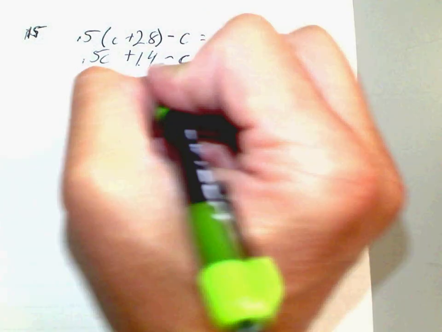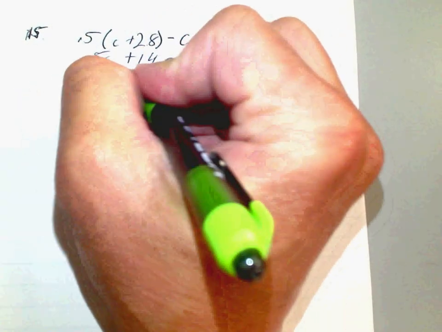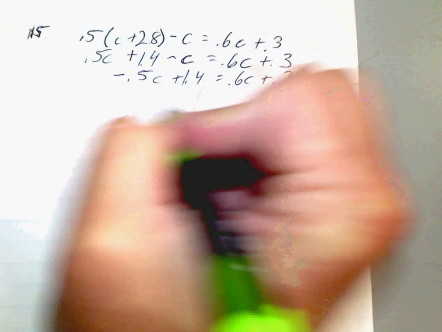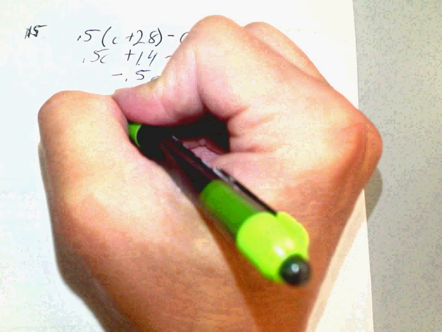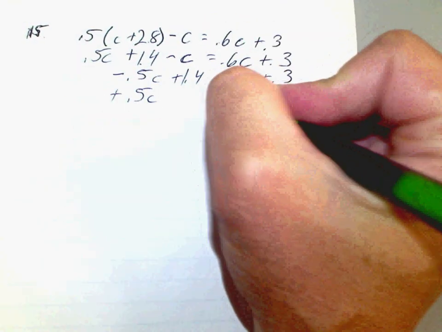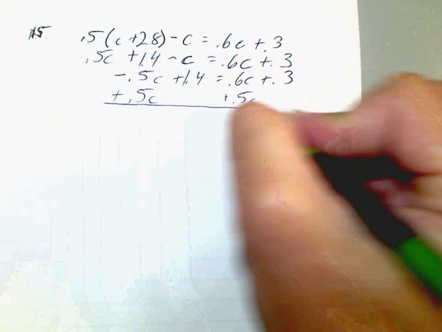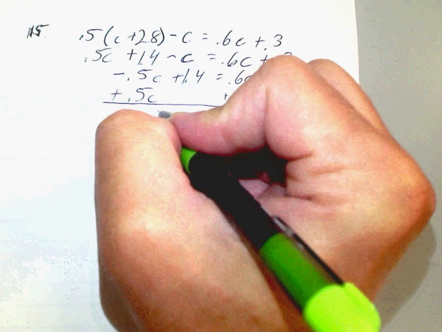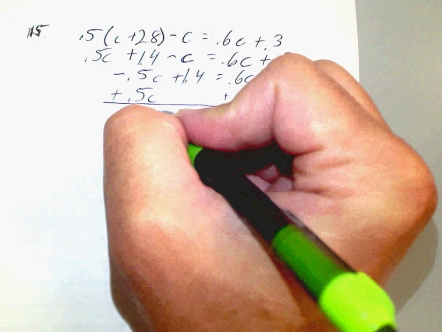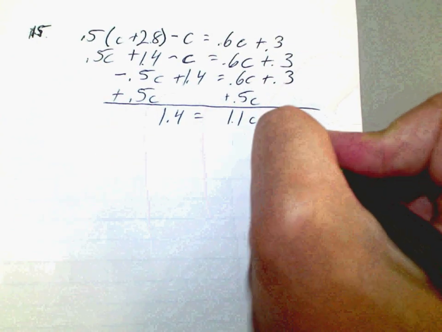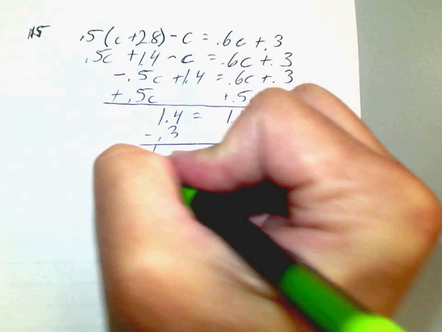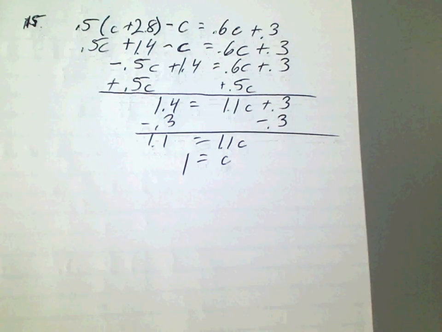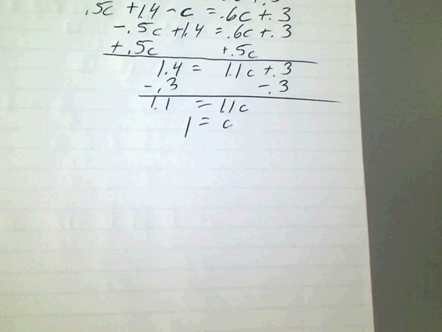All right, so this must be a negative 0.5 C plus 1.4. If I add this 0.5 C over, what does that give me? 1.1. Oh, it's going to equal 1, isn't it? Because if I subtract the 0.3, 1.1 equals 1.1 C. C is 1, baby! C is 1 on yours? Is it?